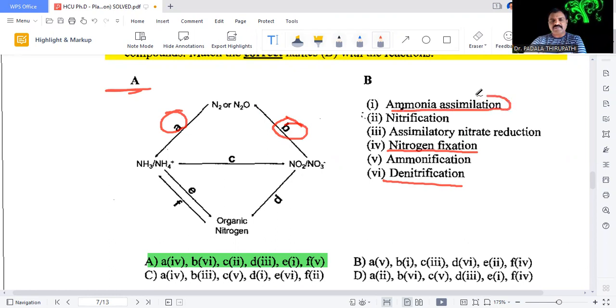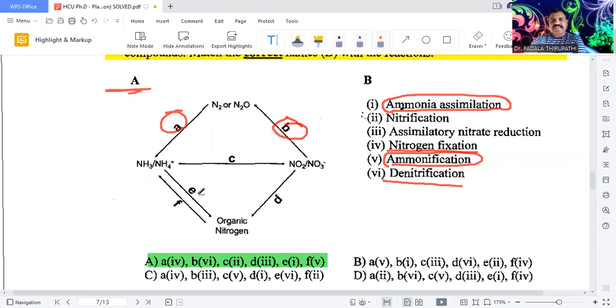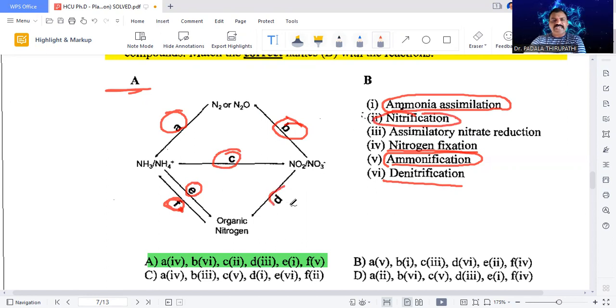Ammonia assimilation and also ammonification. So E is ammonia assimilation. F is ammonification. Then C is nitrification. And D is the remaining one, that is assimilatory nitrate reductase.